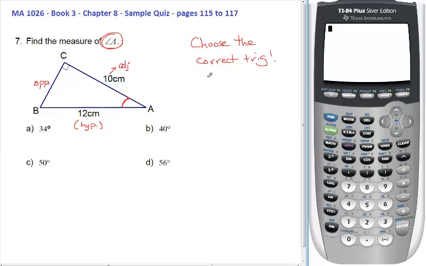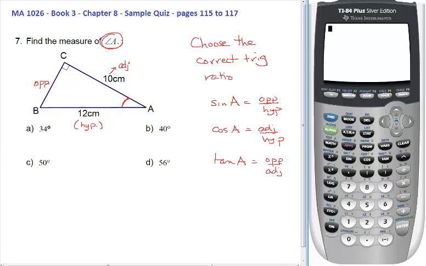So what is the correct trig ratio to use? Now, you should know all three trig ratios. You should know that sine of an angle, let's say it's A, is the opposite side to the hypotenuse, the ratio of opposite to hypotenuse. The cosine of A is adjacent to hypotenuse, and the tan of angle A is opposite over adjacent. Now, pick the right one.